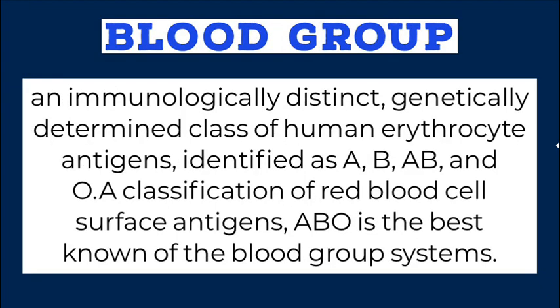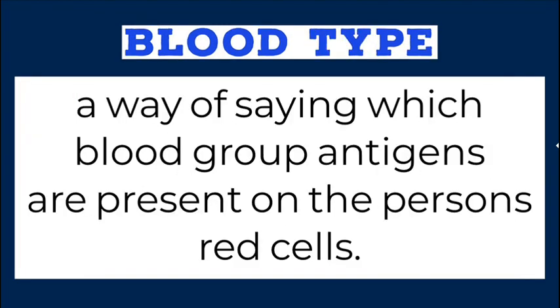Blood group. It is an immunologically distinct, genetically determined class of human erythrocyte antigens, identified as A, B, AB, and O. A classification of red blood cell surface antigens. ABO is the best known of the blood group systems. Blood type. It is a way of saying which blood group antigens are present on the person's red cells.